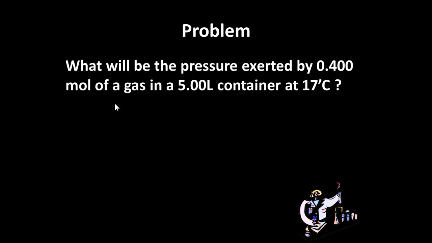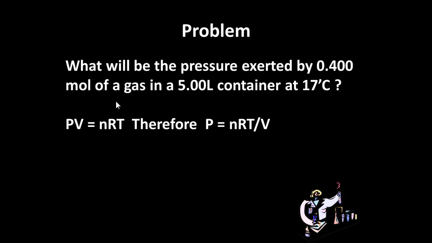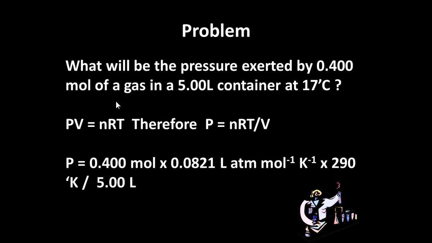Okay, let's do a problem based on that. What will be the pressure exerted by 0.4 moles of a gas in a 5 litre container at 17 degrees Celsius? We want the pressure. We know that PV equals nRT, so P must be equal to nRT divided by V. So P is equal to 0.4 moles, the ideal gas constant 0.0821, the temperature, which is 273 plus 17, 290 degrees Kelvin, and we divide all that by the volume, which is 5 litres.